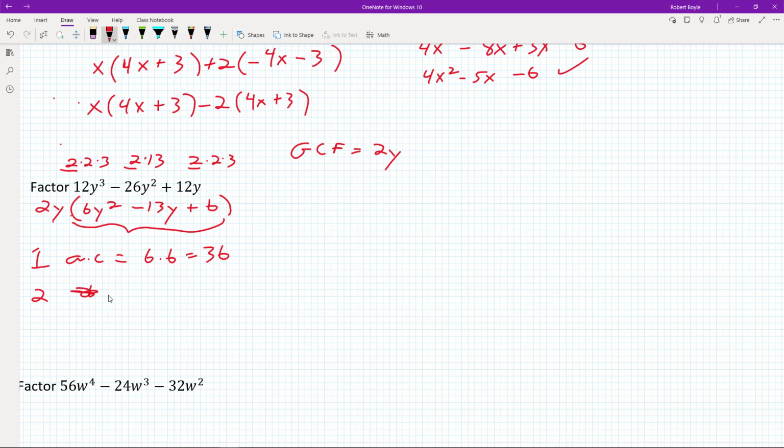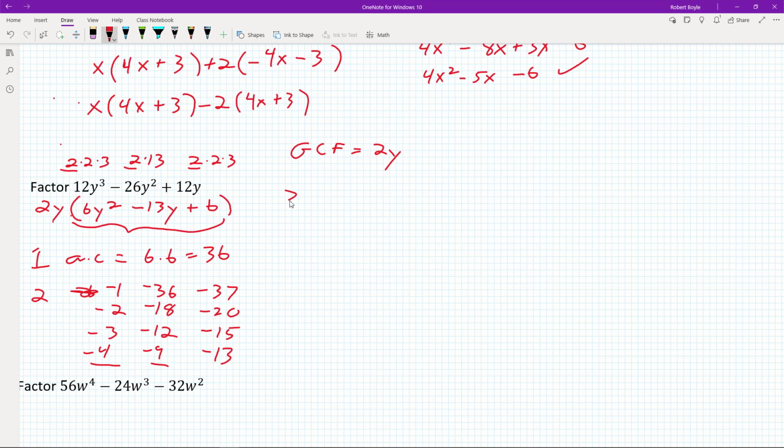I got ahead of myself. We have negative 1 times negative 36. Well, that's going to sum to negative 37. That's not going to work. We have negative 2 times negative 18. That will sum to negative 20. We have negative 3 times negative 12. That will sum to negative 15. We have negative 4 and negative 9, that will sum to negative 13. So negative 4 and negative 9 is what we are looking for.